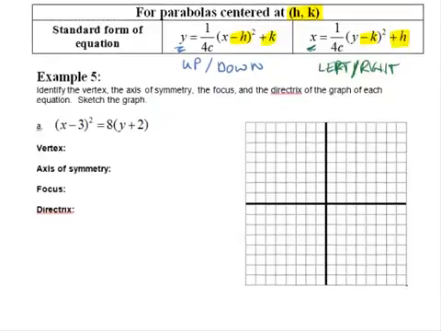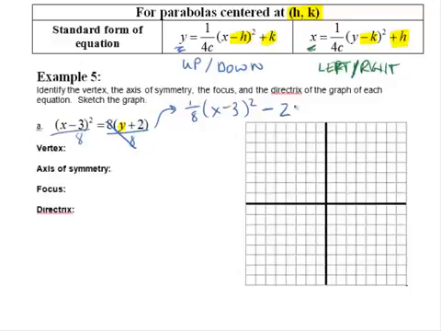So for example, this one here, we still would like to get the y by itself so that we can get it to look like this format. It'll be an up-down one. We're going to divide by 8, which will give us 1/8 (x minus 3) squared. That would equal y plus 2. We're going to go ahead and subtract the 2 over, so we get y equals.